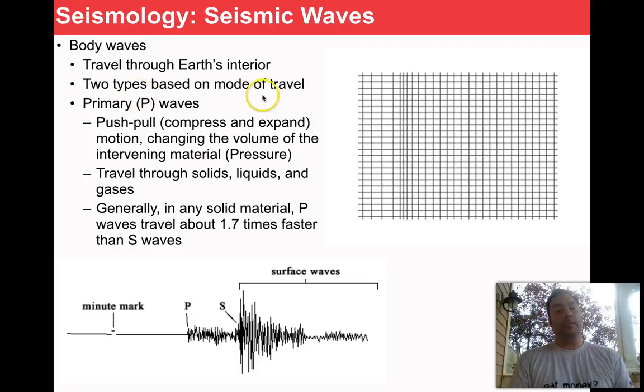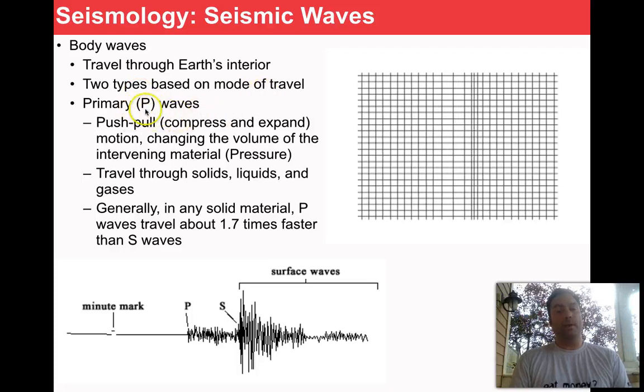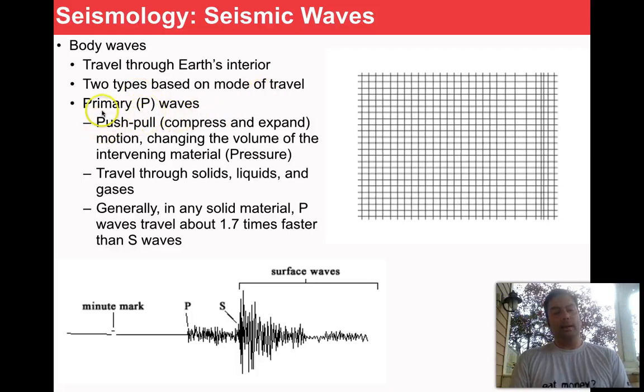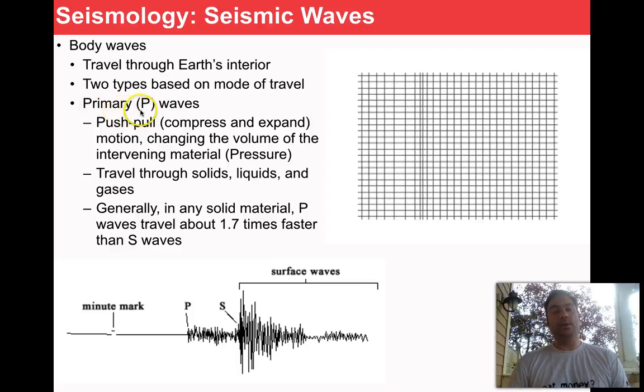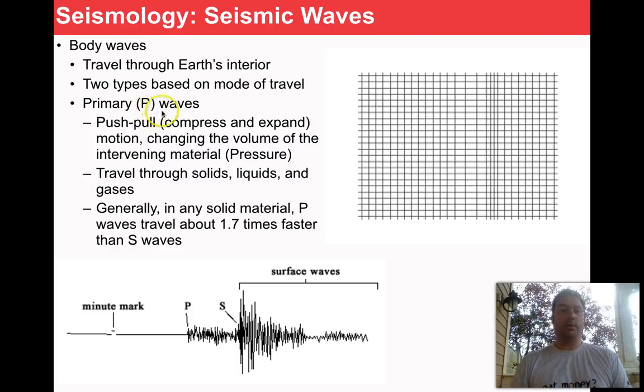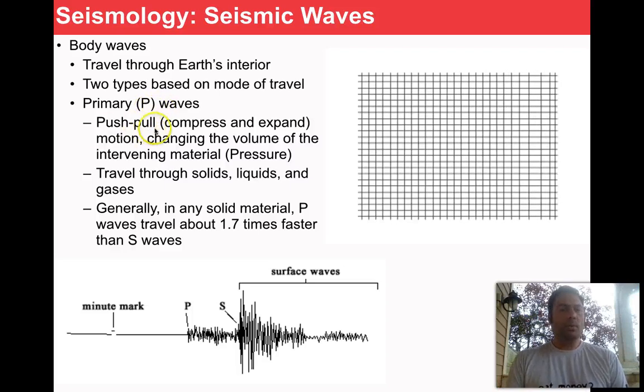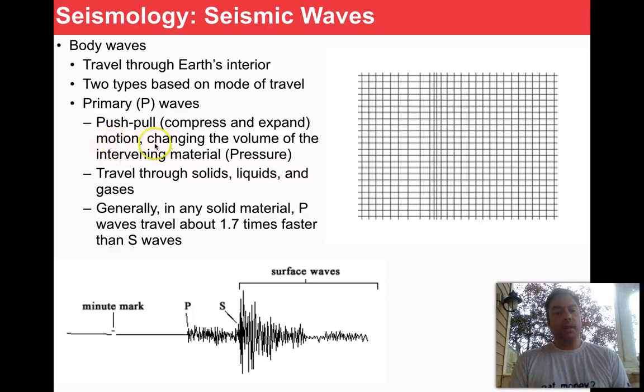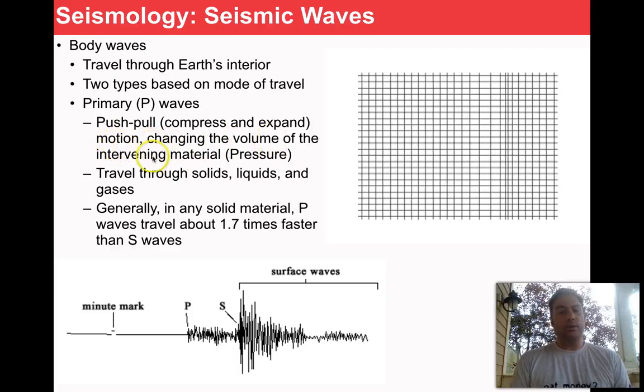There are two types of these. There are the P waves, which are primary waves. They're called primary waves because they're fast. They tend to hit you first, primary meaning first waves. So these are push-pull waves, and they compress and expand in their motion. Basically it does it by changing the volume of the intervening material, and it applies pressure.